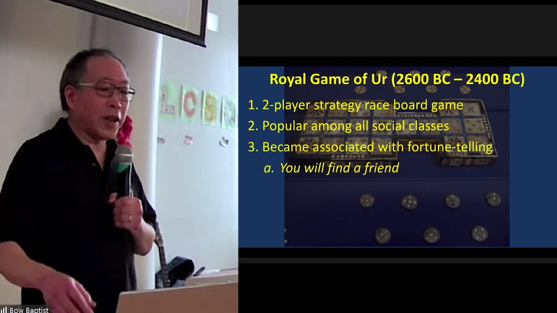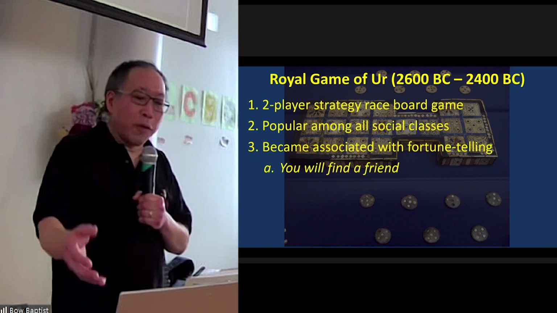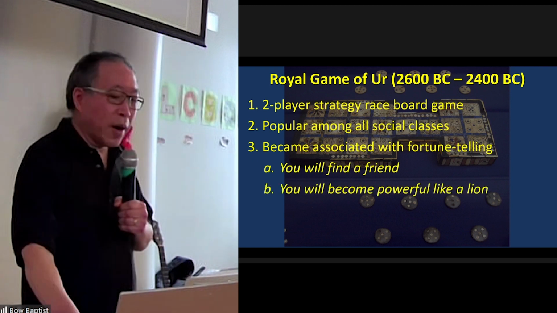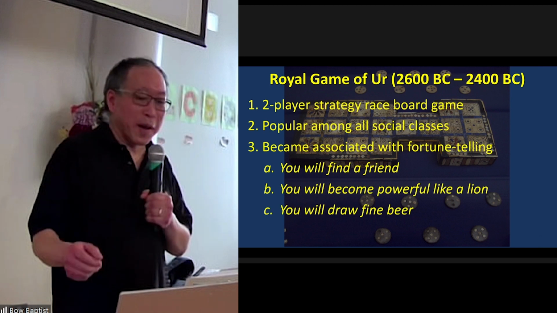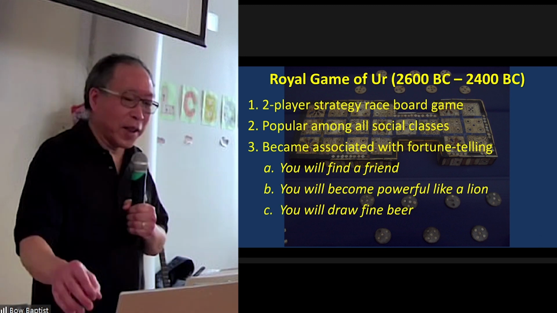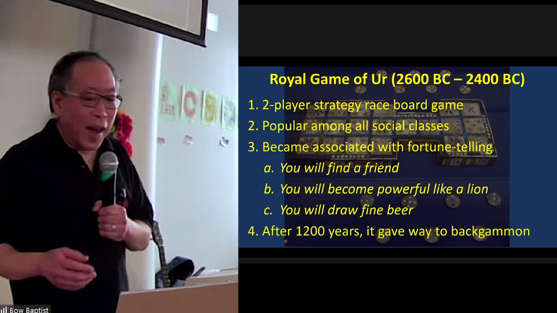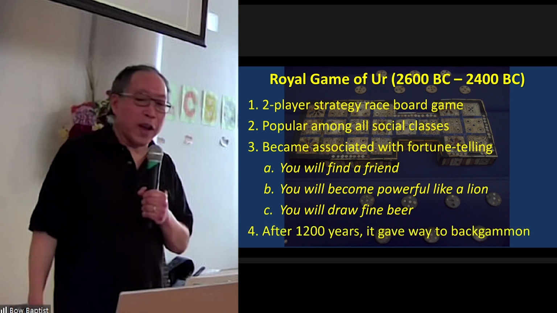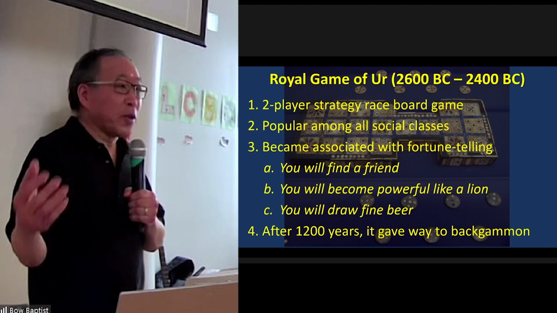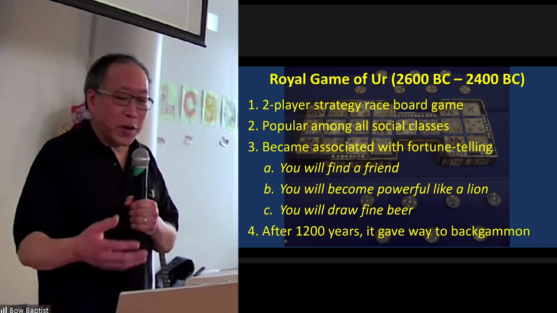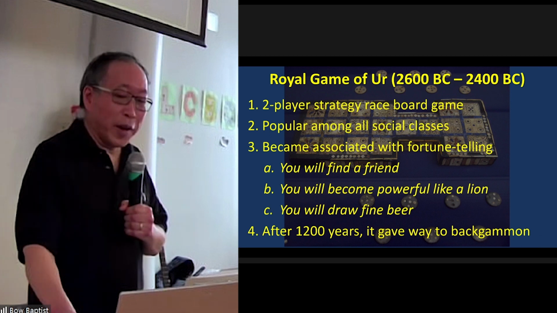And so if you landed on certain squares, you will find a friend, or you will become powerful like a lion, or you will draw fine beer. I think everybody liked that one. They wanted to land on that particular square. And so after 1,200 years, it gave way to backgammon. But you can still buy a replica of it today at the British Museum and play like Abraham played.